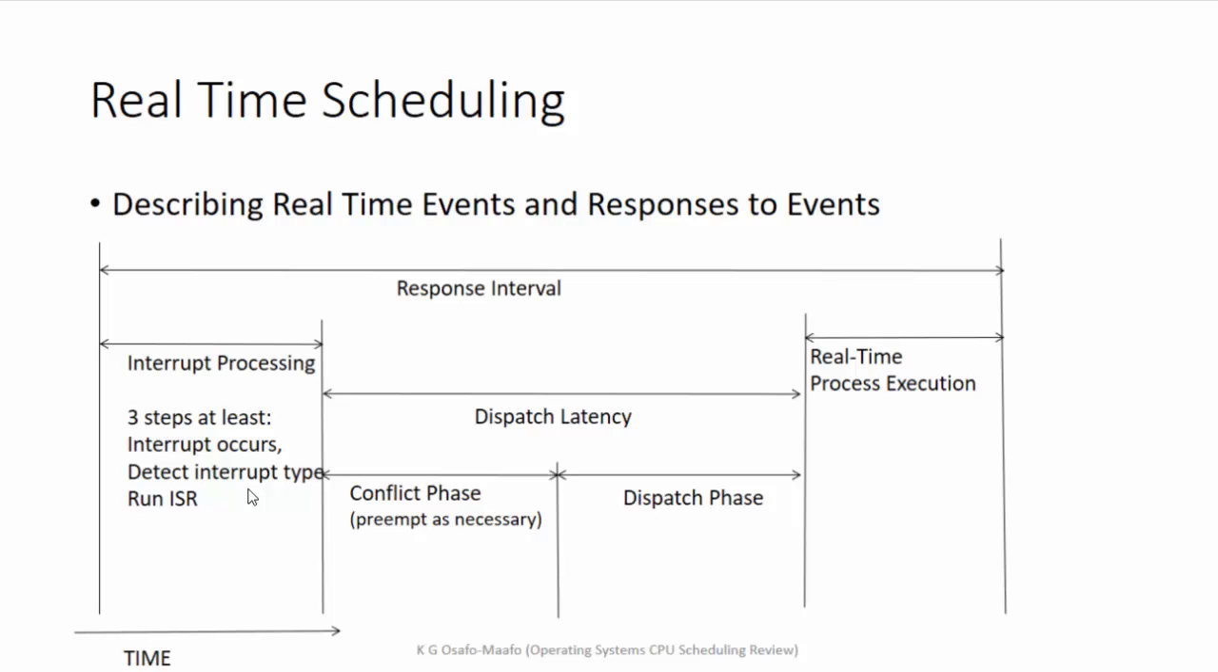Now, I expanded this from the diagram in Silberschatz's book. So what it's saying is, anytime events happen, so I think this is supposed to be an event happens, and then this is the event has been serviced. From the time an event happens to the time an event gets serviced, there are many things that occur. The first thing when an event happens is we need to do some interrupt processing. Interrupt processing means an event has triggered an interrupt, and that interrupt would involve a few steps. The interrupt occurred, we need to detect the type of interrupt, and we need to run the interrupt service routine.